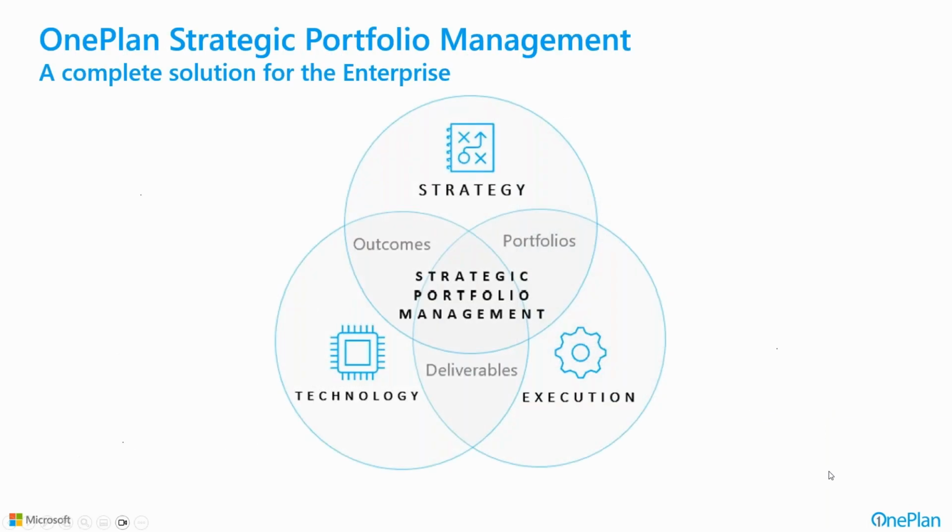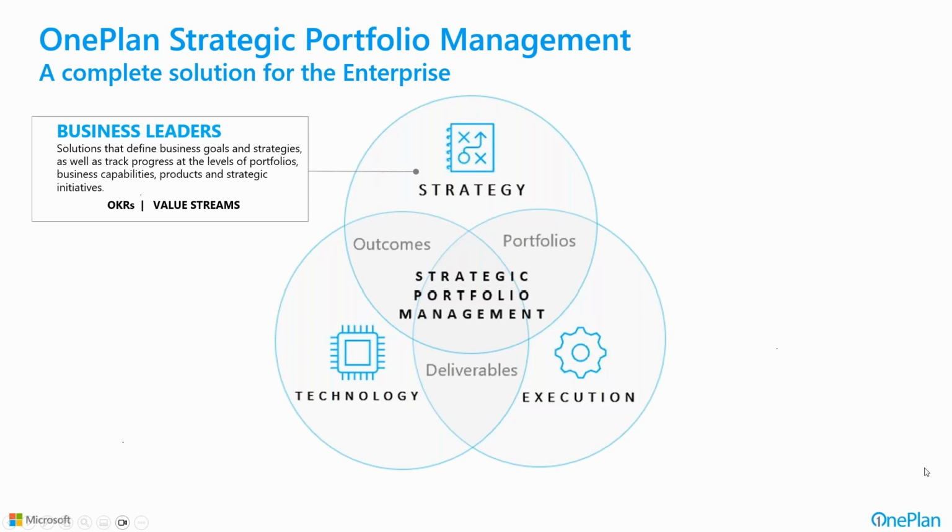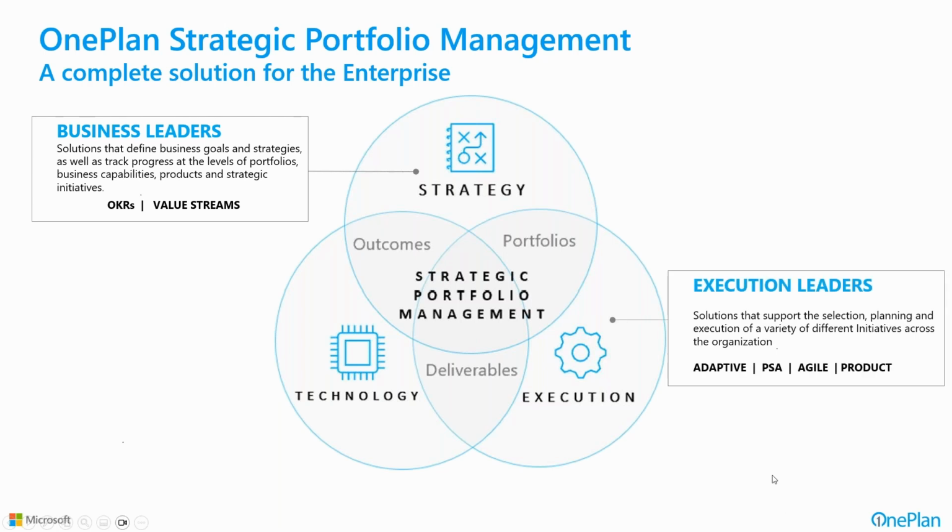So OnePlan is really designed as a platform to provide all those strategic portfolio management capabilities. If we think about the strategy piece and the business leaders that we talked about, the ability to provide strategies and OKRs, or maybe value stream management, the execution leaders in the portfolio management and the project and initiative execution, whether they be more professional services, more agile, more product development, maybe more adaptive traditional project management, that execution needs to happen.